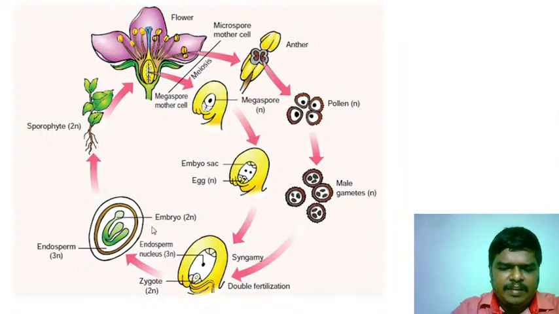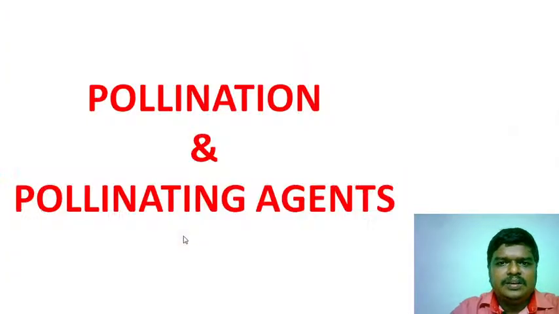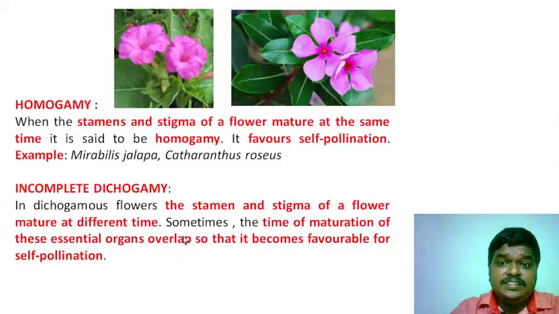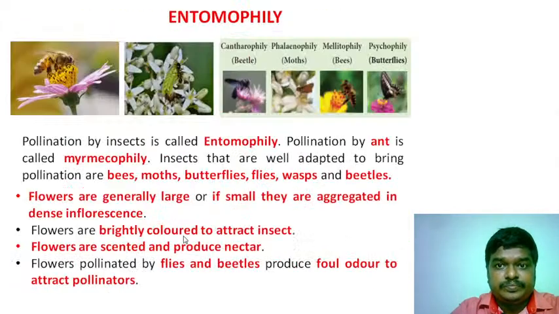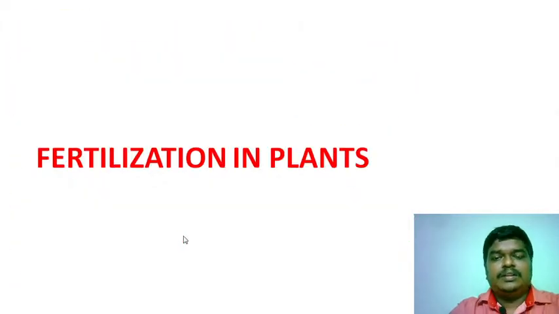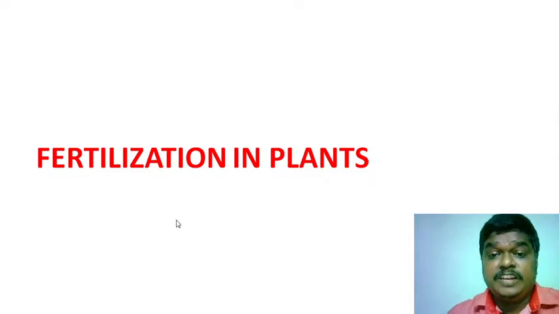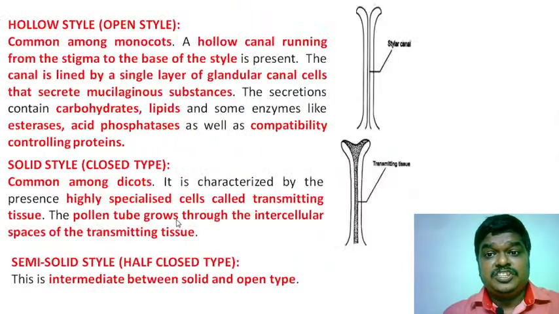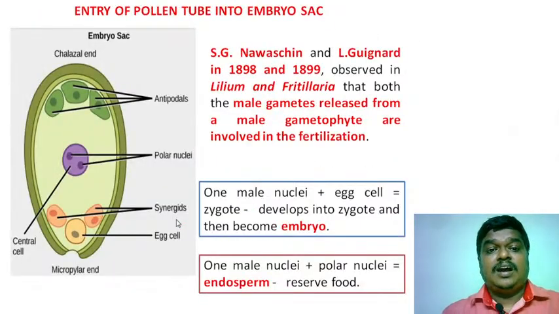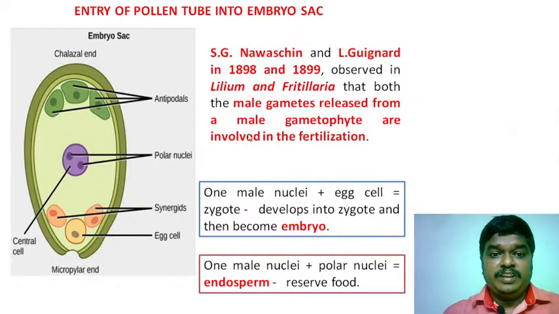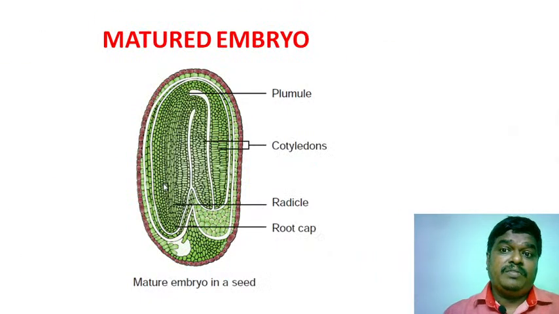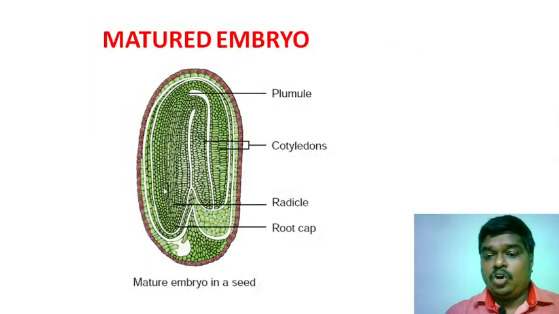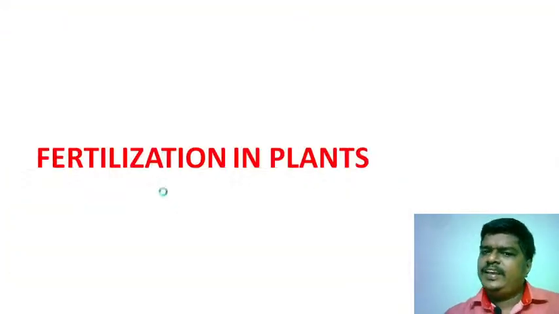In the next class, I'm going to explain about pollination and pollinating agents. And after that, I'm going to explain the fertilization process, fertilization in plants, how it takes place, how the embryo sac becomes embryo and endosperm, and development of endosperm, development of dicot embryo, and then seed. All these things we are going to learn in the next class.